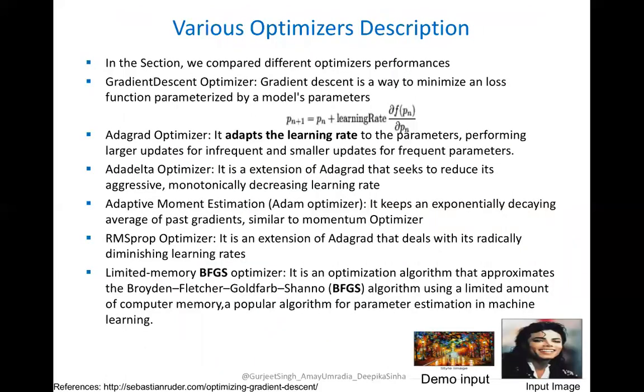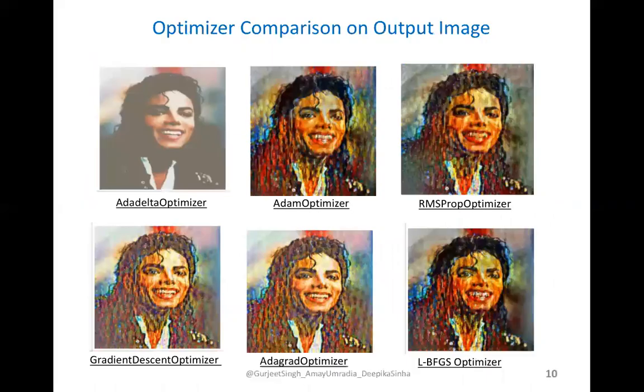Here we compare the different optimizers in our project. These are some of the optimizers which we have used. The various optimizers were used to reduce the loss and have good accuracy in time. Here are the different optimizer outputs, and from the output you can see the LBFGS optimizer was the best because it gives sharp contours and proper textures.